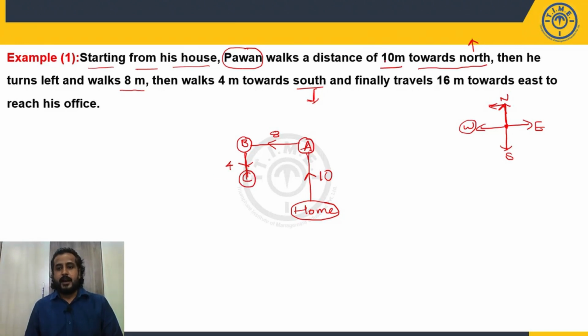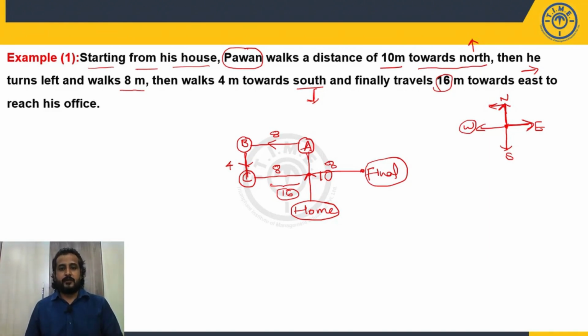Now he's at point C, and finally travels 16 meters towards east. East means towards your right hand side. On paper, right hand side will be the east. So from this point, 16 meters towards east. If he reaches this point, how many meters? 8 meters. And how many more meters? It has to be a total of 16. So 8 more meters. Let's say it is the final point. 8 plus 8, 16. Total 16 meters. So this is how we have to draw the path.